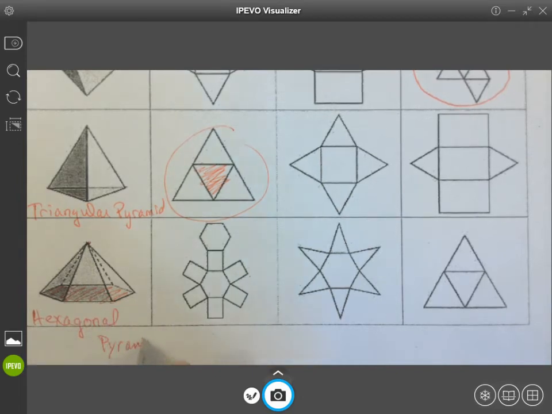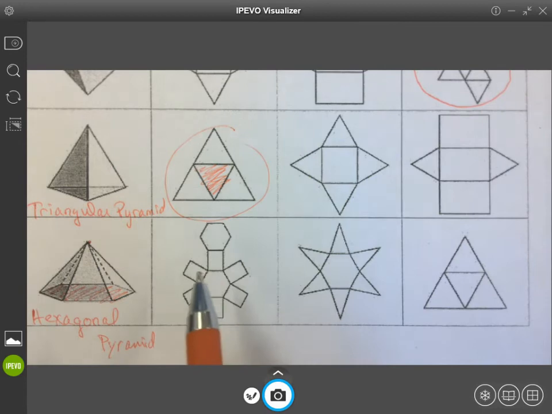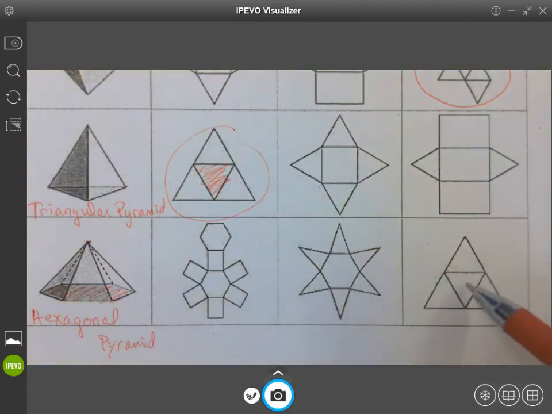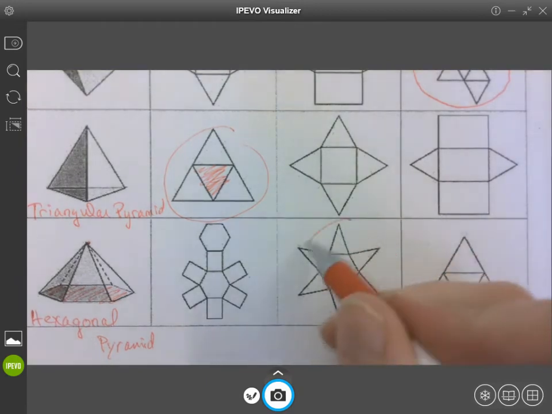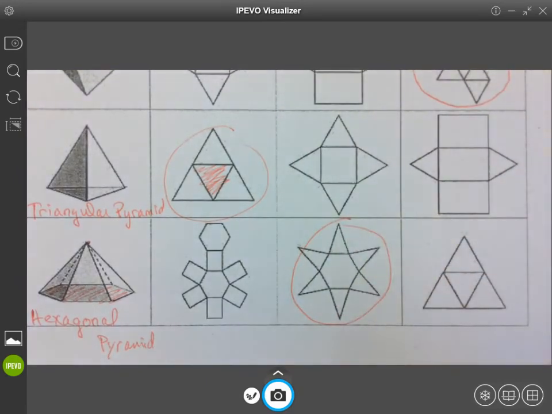All right, so how does this come together? This has two sides, right? These are the two hexagonal, and they have the rectangular sides. This is a hexagonal prism. This is it right here. This is a triangular pyramid. This is our hexagonal pyramid.